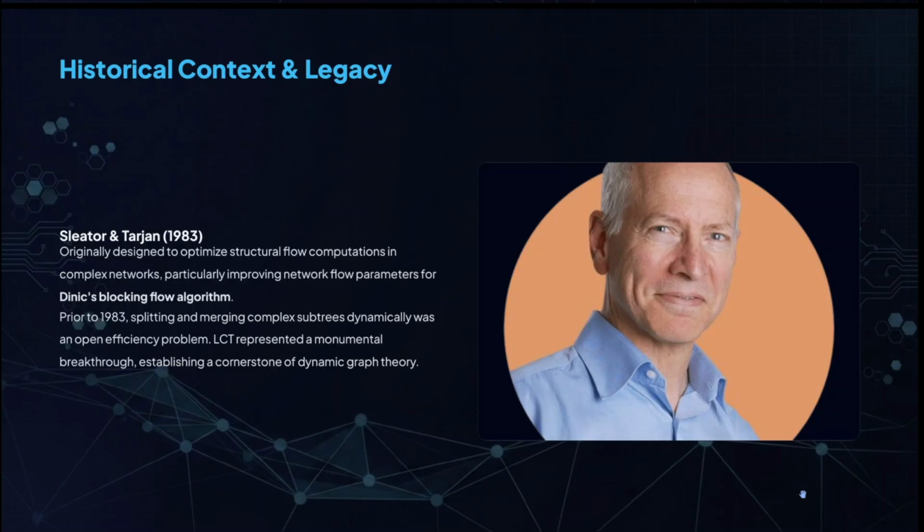To really appreciate this, we have to look at its historical context. Sleator and Tarjan published this in 1983. It was originally designed to optimize structural flow computations in complex networks. Specifically, it was built to improve network flow performance for Dinic's blocking flow algorithm. Prior to 1983, dynamically splitting and merging complex subtrees was an open efficiency problem. No one knew how to do it fast enough. The link-cut tree represented a monumental breakthrough, establishing a cornerstone of dynamic graph theory.